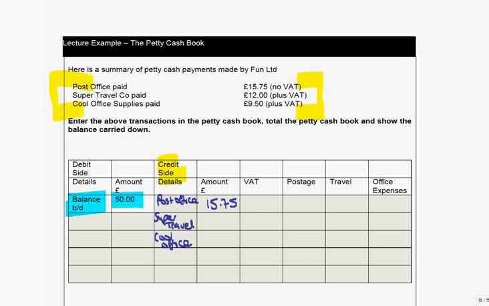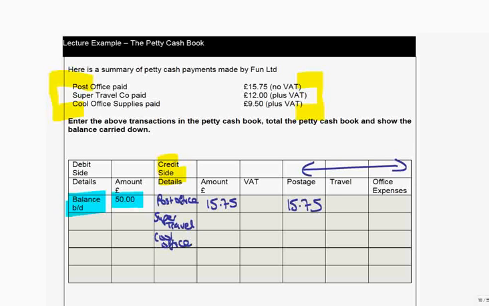So I've listed there the company details. The post office, now the amount there is £15.75 with no VAT, so I'm going to have nothing in the VAT column for that. And then I've got to say to myself, what do I think they have spent money on at the post office? Now I've got a choice here of headings. Well, I think it's likely to be postage.